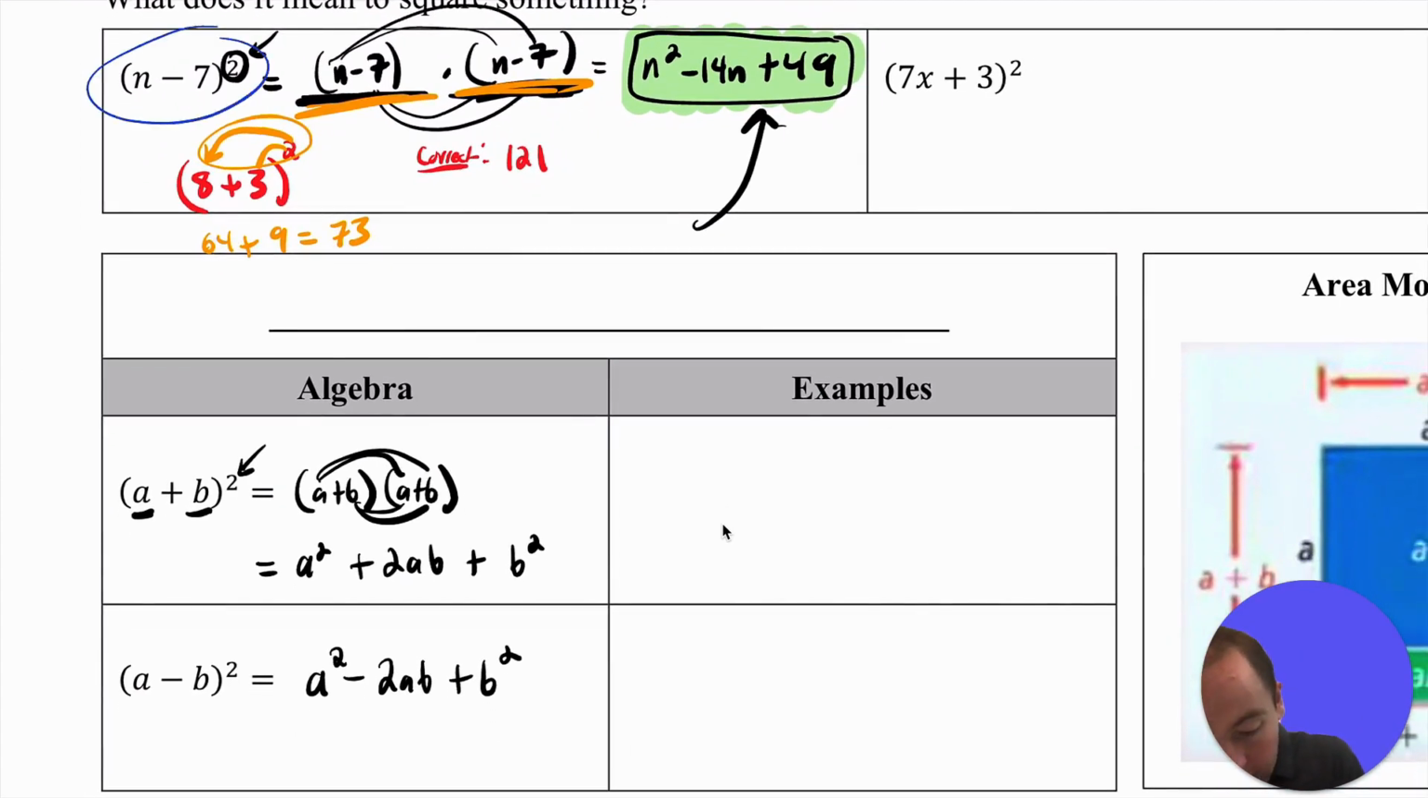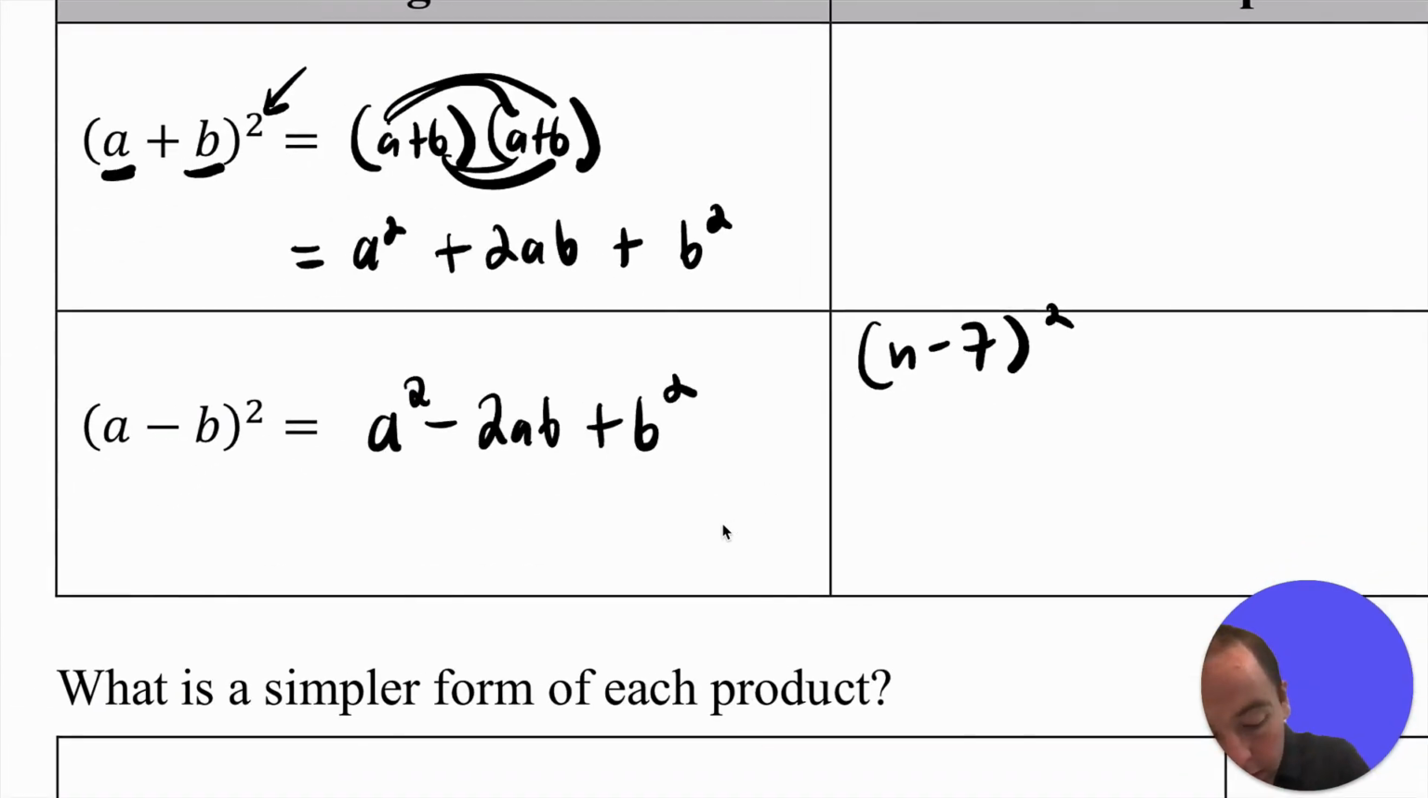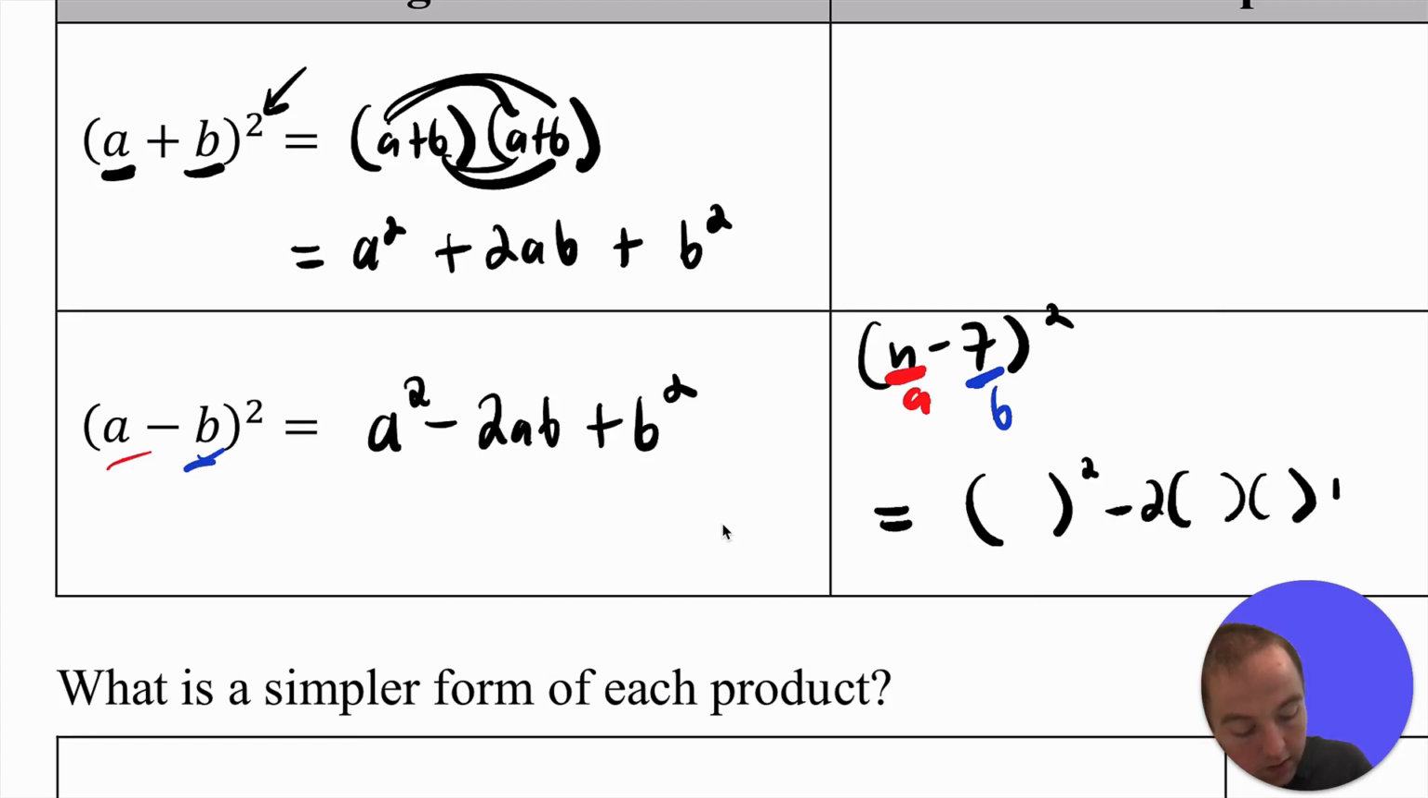squared example, n minus 7 quantity squared. If you treat this right here as your a, just like I have right here, and you treat this right here as your b, the answer to this is supposed to be your a squared minus 2 times your a times your b plus your b squared, based on what we're seeing here, right?